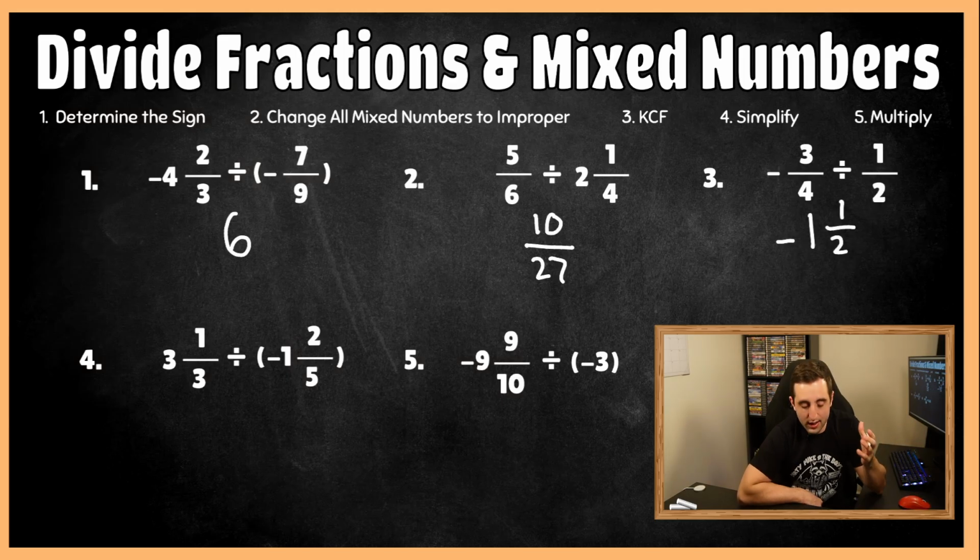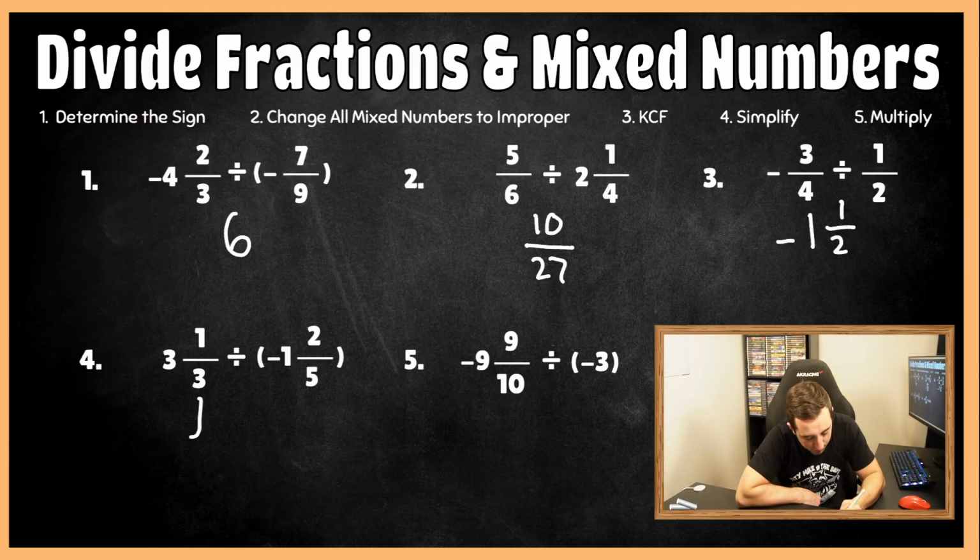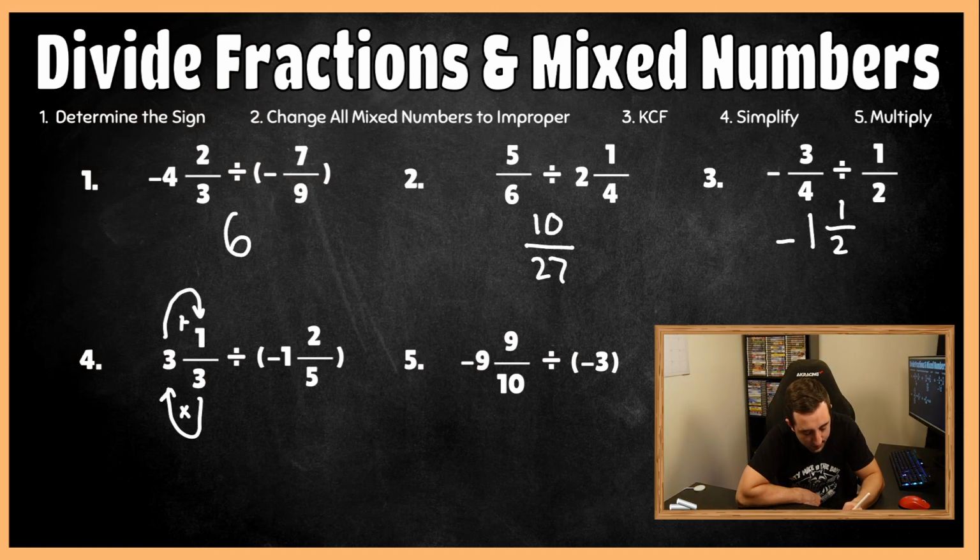And now we're going to go ahead and take a look at number 4. I noticed that they're different signs once again, so the final answer at the very end should be negative. We have 2 mixed numbers this time, so let's first convert both of those to improper fractions. So we have 3 times 3, which is going to give us 9. 9 plus 1 is going to give us 10 over 3 as our first improper fraction. Division is going to stay the way it is for right now.